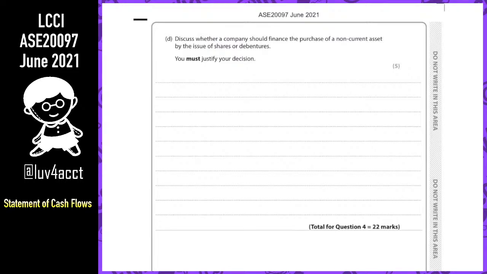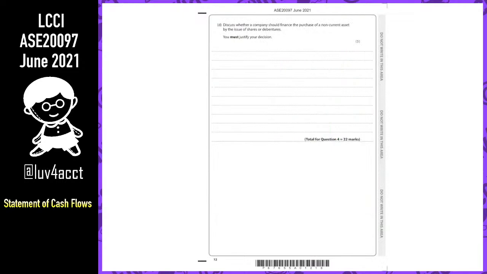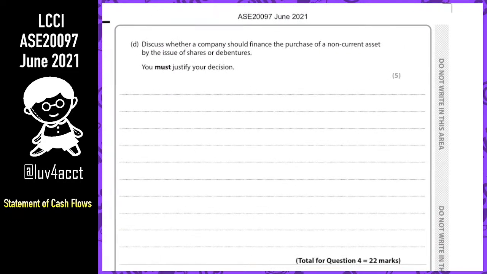Discuss whether the company should finance the purchase of a non-current asset by the issue of shares or debentures. So it seems here we have financed it by an issue of shares, 154,000, for the purchase of 228, I think. Yes. So this is a question related to the capital structure of a company, whether it should be debt or it should be equity.